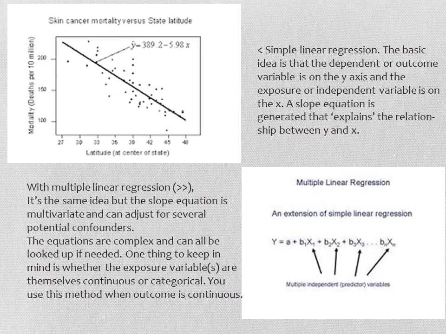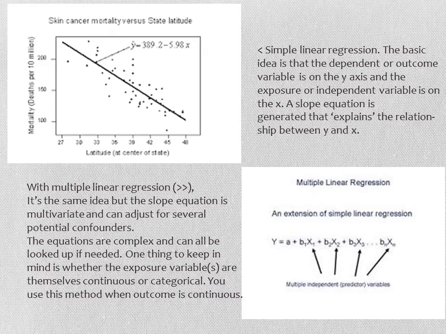But you can see that there's a slope equation there, y equals something minus something x, right? And so what it's saying is that the y, which is mortality, is correlated with x, which is latitude, in some way, and that way is expressed as an equation, a slope equation. I'm sure you remember slope equations from algebra. And so multiple linear regression, which is the box in the bottom right, shows you how to do that slope equation when you have lots of different x's.